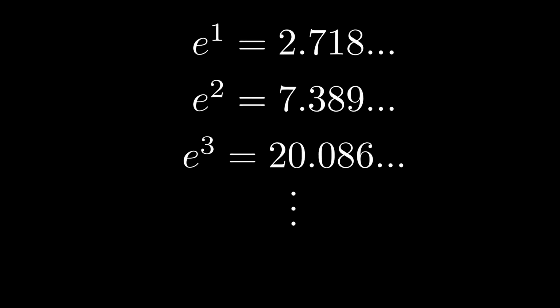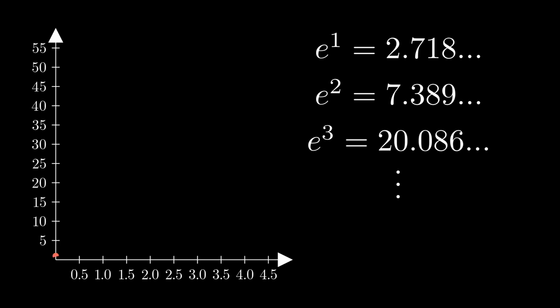Now, let's plot these values on a graph. The horizontal axis is the power, and the vertical axis is the value produced. However, we're not limited to just the integers. Any real number can be used as the power. This is the exponential function.